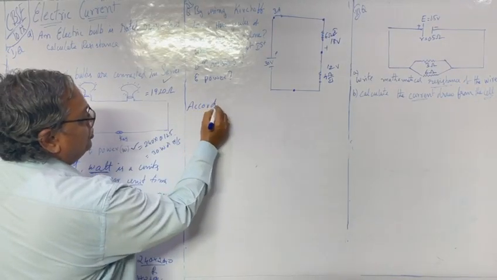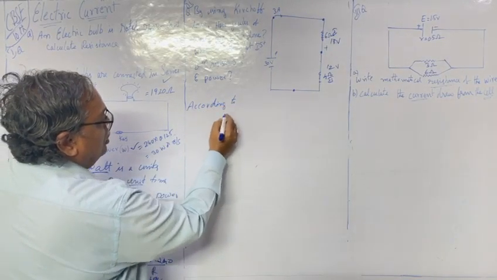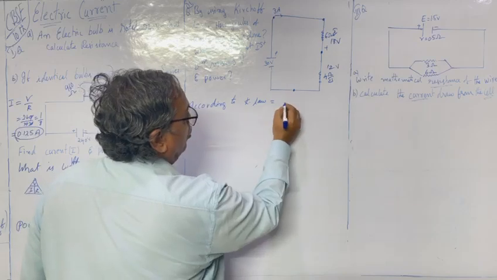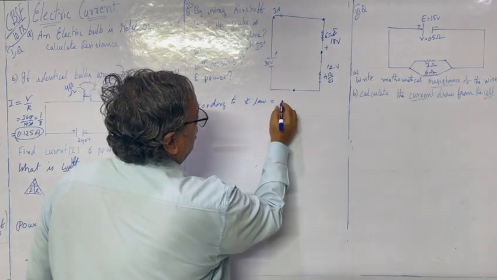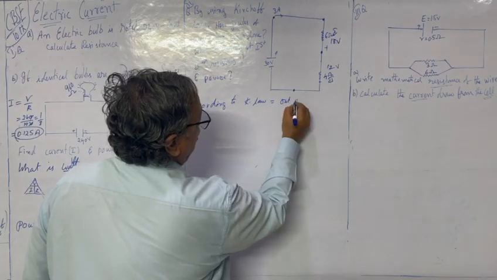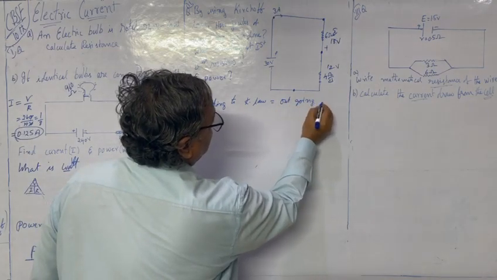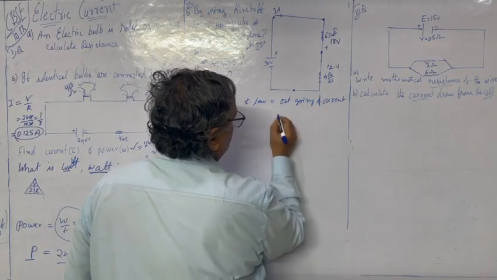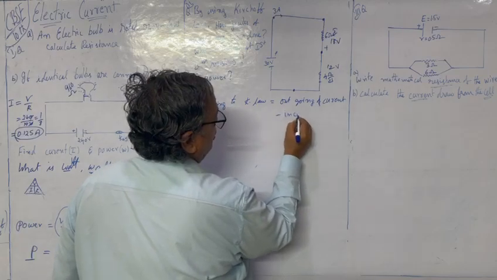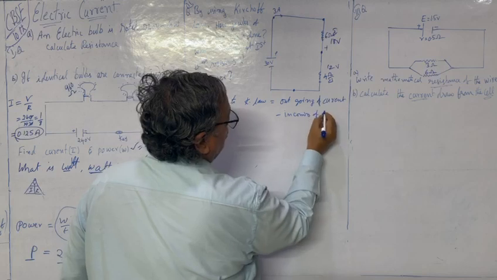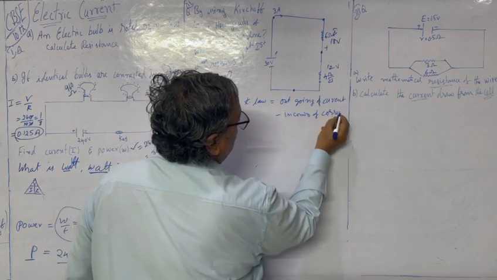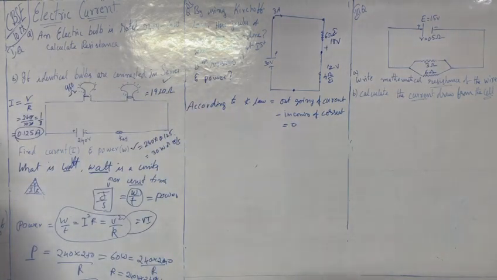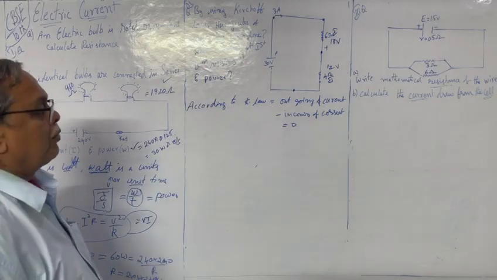According to Kirchhoff's law, outgoing current minus incoming current is equal to 0. Right? Outgoing current is equal to incoming current, so the difference is 0.